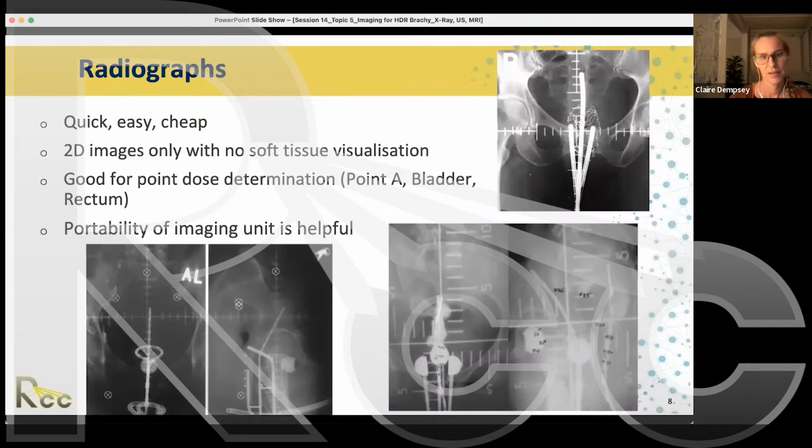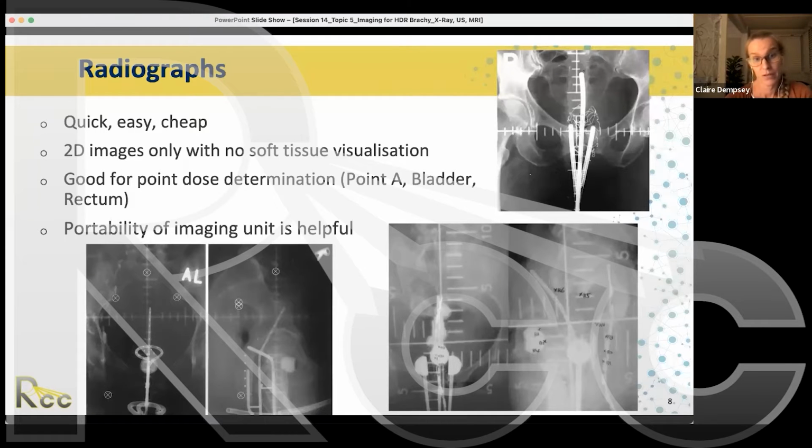And obviously radiographs are quick, they're easy, it's cheap. Every hospital will have one or availability of one. Radiographs, like ultrasound, you only get 2D images, and you really can't get great soft tissue visualization. So, looking at the images on this slide, I don't know where the cervix is. I don't know where the bladder wall is, or the rectum or the bowel. So it makes it incredibly difficult to do any kind of dose optimization or customization for a patient to any great extent, because you really can't see what it is that you're treating very well.